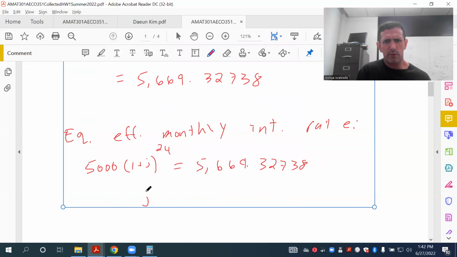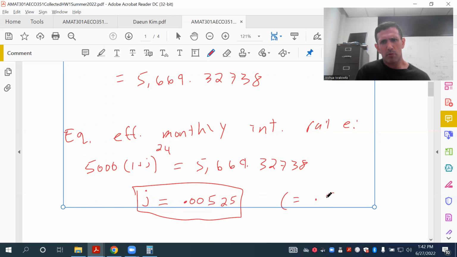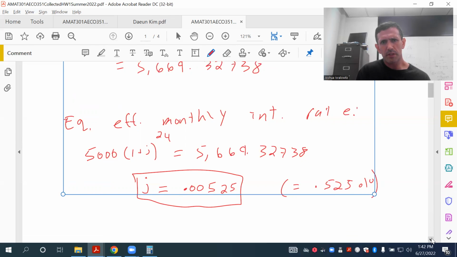And certainly if you forget how to solve for J, then this probably is not the course for you. The third homework is going to be very math heavy and very calculus heavy. So just making that clear. You really have to know how to, at the very least, solve for J in an example like this. So you get 0.00525, which is 0.525%.